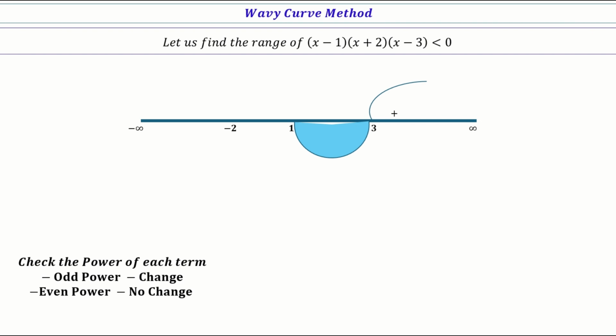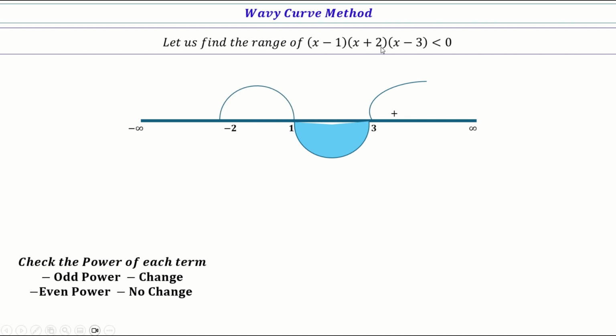Okay. Right now there is no filling. Just assume that this is just a curve line. Now at 1 what happens? Again 1 is here, x minus 1. Again power is 1, so the curve will change its direction. Now it will go up, like this.